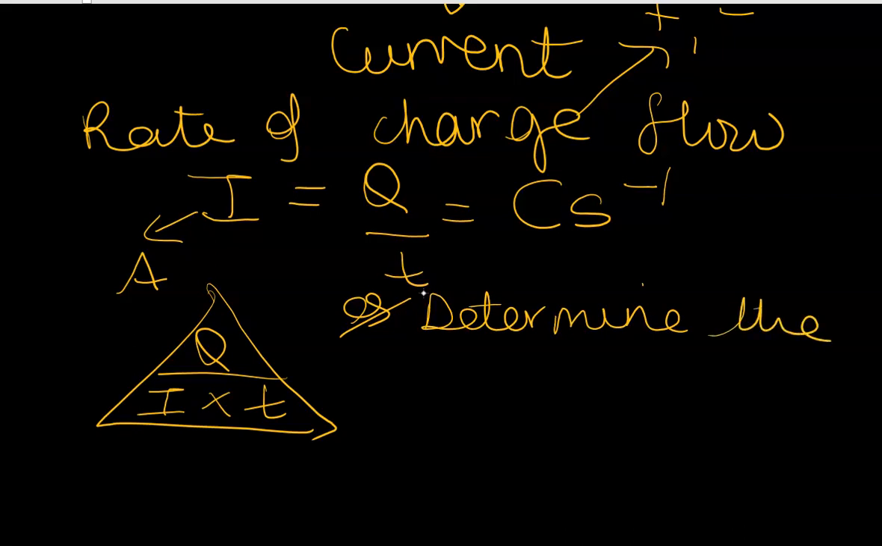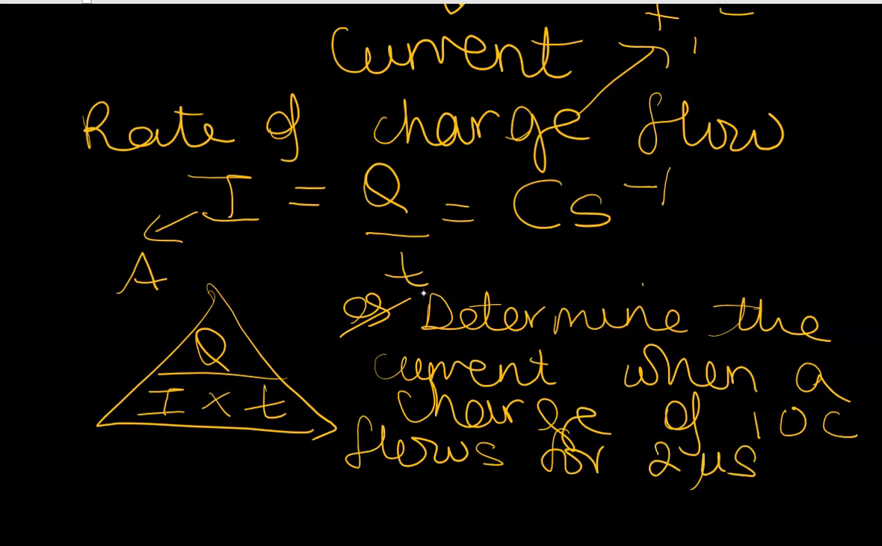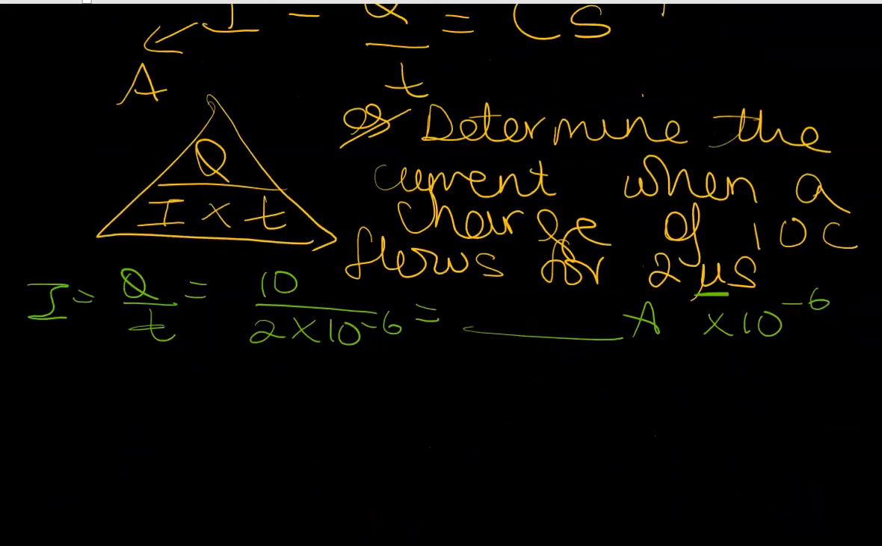the current when a charge of, let's say, 10 coulomb flows for, let's say, 2 microseconds. And sometimes they would like to do that. So when you talk about prefixes, you would see that micro is represented by 10 to the minus 6, right? So then you use your formula I is Q over T, which will be 10 over 2 by 10 to the minus 6. And you work that out, and your answer is in amps.